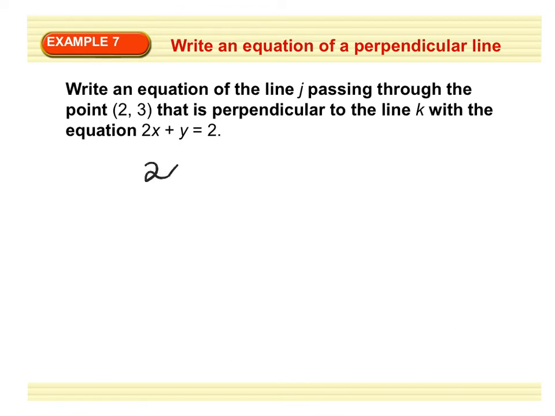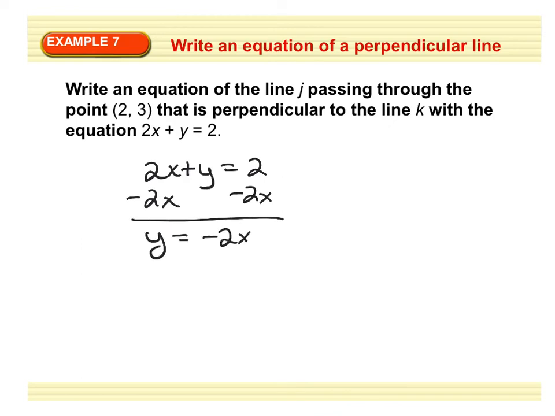2x plus y equals 2. I need to solve for y. If you do not rearrange your equation, you're going to have the wrong slope. Now that it's been rearranged, the slope of this line is -2. However, remember, we wanted perpendicular, so now I need to change that slope into the opposite reciprocal. So the slope for my new line is going to be positive 1/2.